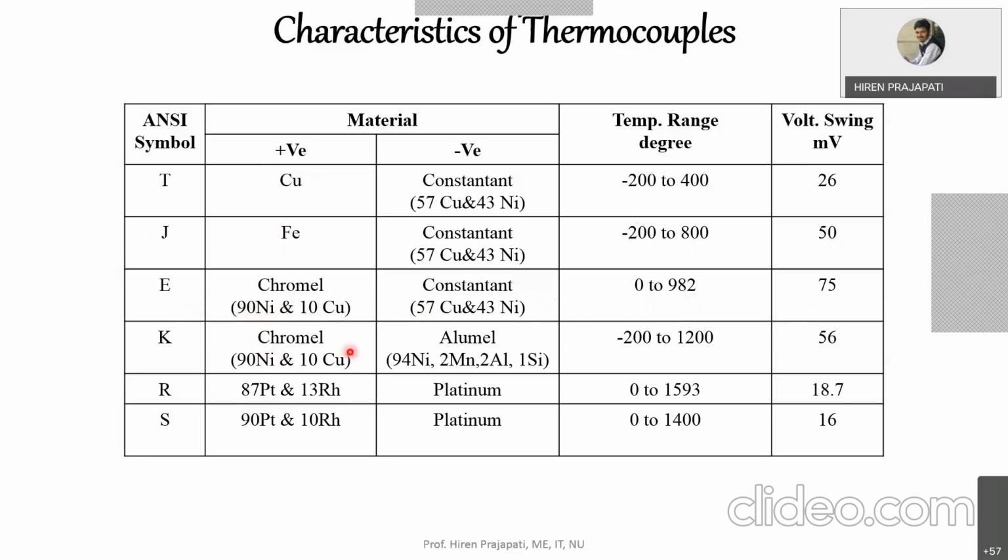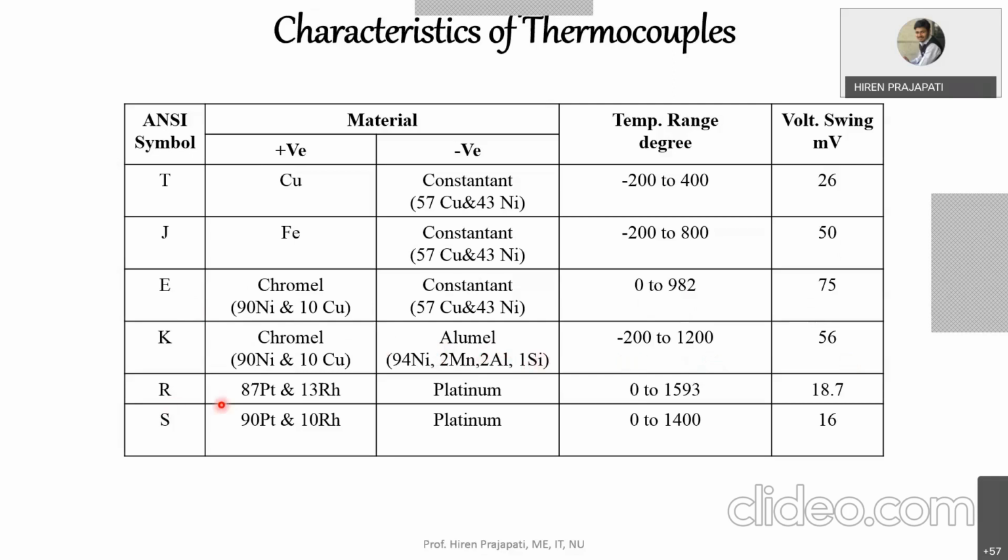K-type thermocouple, then chromel and alumel. Alumel is the alloy of these 4 different materials. Measuring range minus 200 to 1200 degrees Celsius. Voltage swing in this range is 56 millivolt.